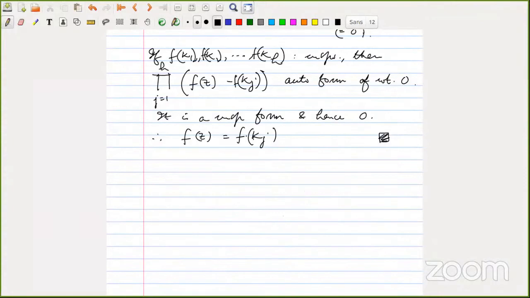Okay, so it means that automorphic forms of weight 0 are constant. So that's the thing. And then the other example is the following.